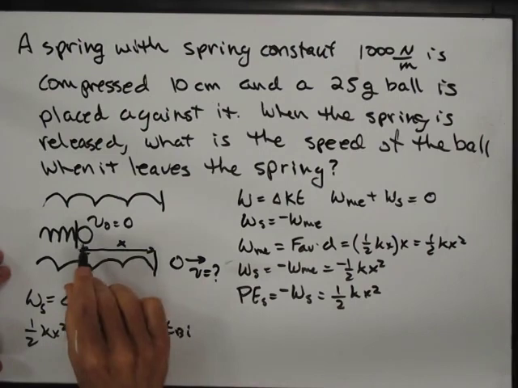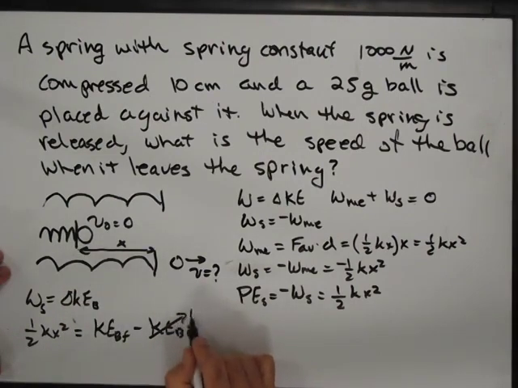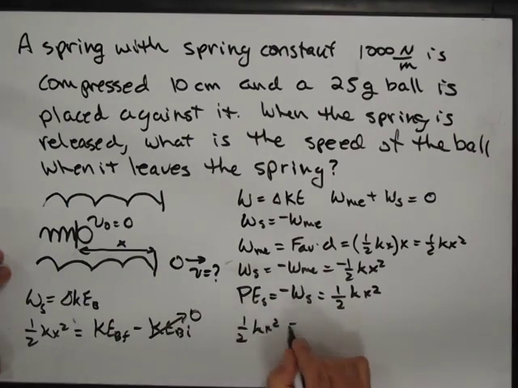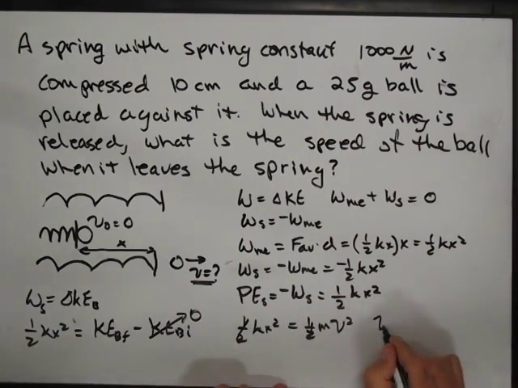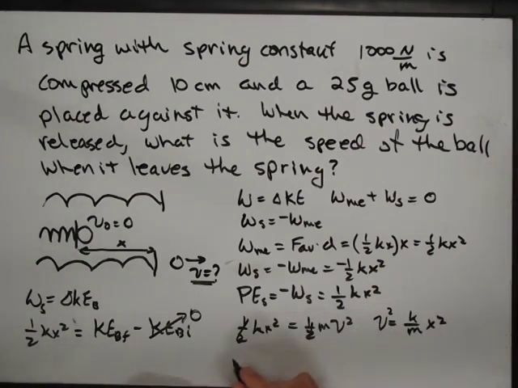The initial kinetic energy of the ball when it's here is 0. And so I can say, look, 1/2 k x squared is equal to 1/2 m v squared, where that's the v that I'm talking about, right? The halves cancel, and I get v squared is equal to k over m x squared, or I'll come back down here, v is equal to the square root of k over m times x, right?